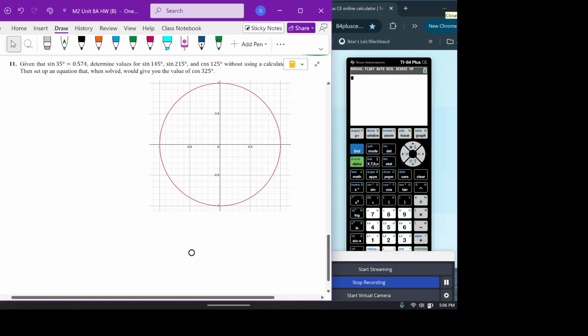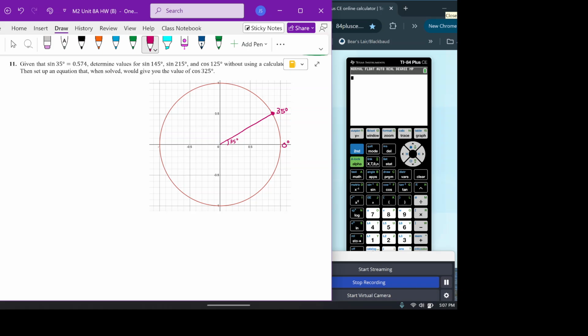All right. Let's see. Given that sine 35 degrees equals 0.574, determine values for all these other things that I'm guessing are somehow related to 35-degree increments. So let's draw 35 degrees out of here. So here's where 35 degrees would be if we're rotating from 0 degrees right here. So that's 35.